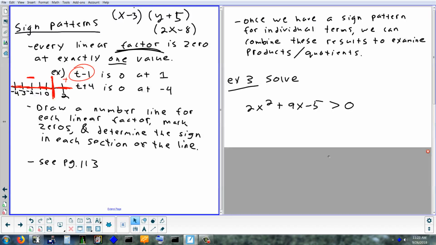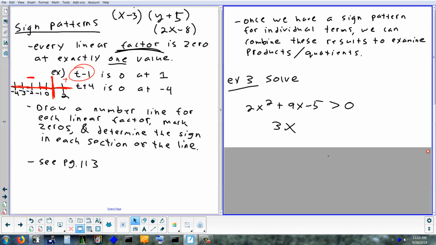Okay, so our first problem is 2x squared plus 9x minus 5, and they want to know where that is greater than 0. So it's an inequality, and it's a quadratic. So you can't get x by itself, not as easy as just dividing both sides by a number. Okay, so first thing we have to do is factor what's on the left. If I'm asking you to solve this with a sign pattern picture, then I'm going to give you something that's factorable.